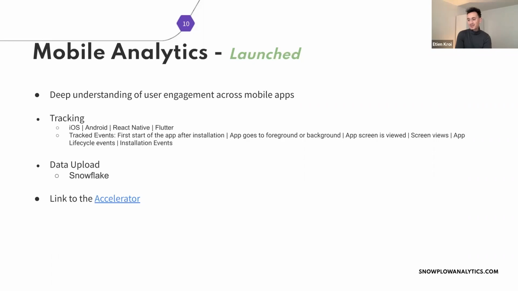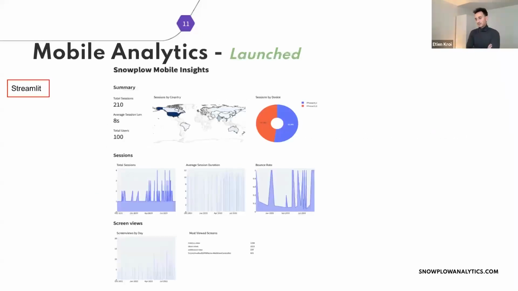Tracking wise, it supports iOS, Android, React Native, as well as Flutter. Tracked events: first start of the app after installation, app goes to the foreground as well as background, app screen is viewed, screen views, lifecycle events, as well as installation events. And in addition to this, you can add more event types that you'd like it to track. Very customizable. You can use Snowflake for it. And this is, again, the exact same kind of outcome that you can see in Streamlit.